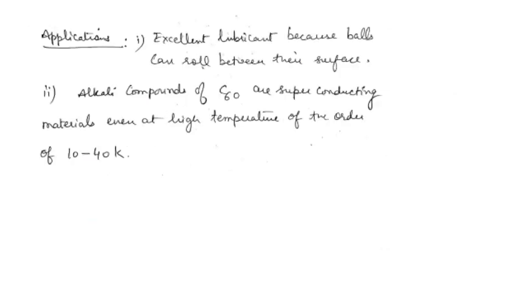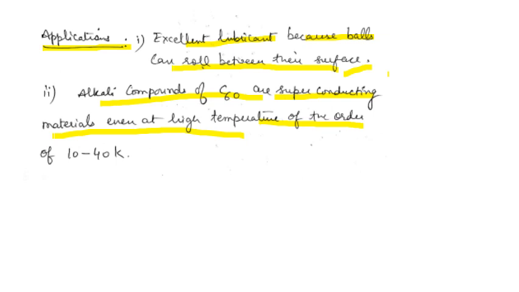What are the applications of the fullerene? It is used as an excellent lubricant because the balls can roll between the surfaces. So we can apply it as a lubricant. Alkali compounds of C60 are very good superconducting materials, even at high temperature, of the order of 10 to 40 Kelvin. So as an excellent lubricant and as excellent superconducting materials, they can be used in these applications.